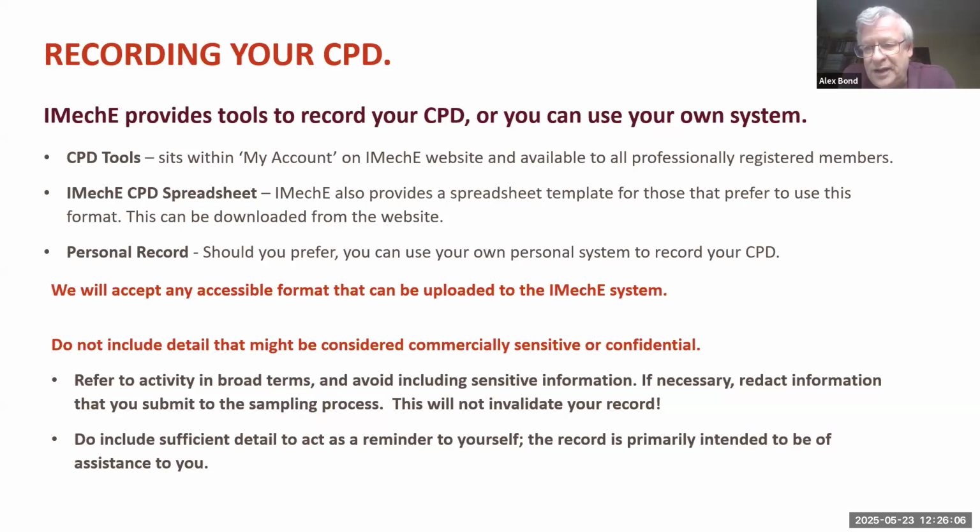We receive the CPD records as Word documents, as PDFs. Individuals develop their own spreadsheets. It doesn't matter how you record it, as long as it's being recorded and it's in a format that you can upload onto the audit tool, then that's good enough for us.